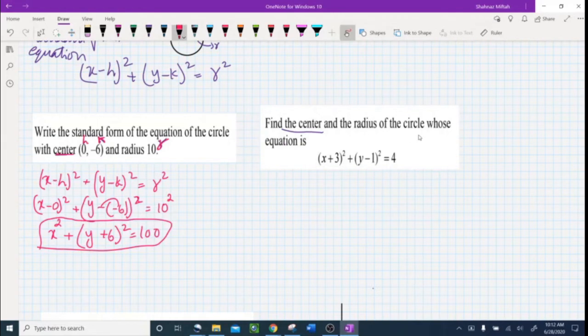Find the center and the radius of the circle whose equation is (x + 3) squared plus (y - 1) squared equals 4. So the question is asking which one is the center, like what is the ordered pair for the center, and you can tell that that's h, and that's k. So these are my h and k, the x and y for the center, but you have to be very careful.